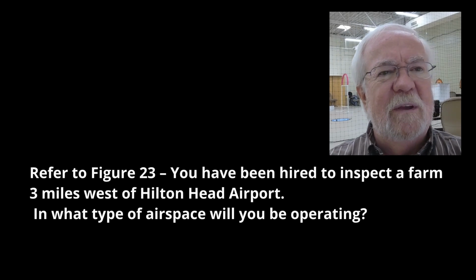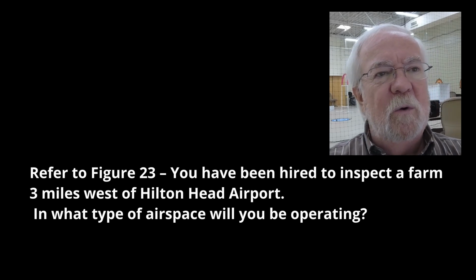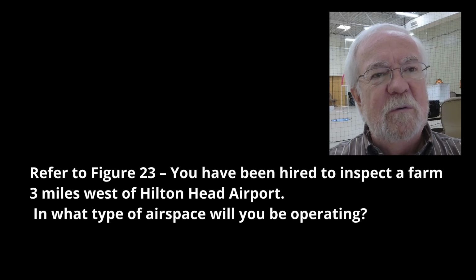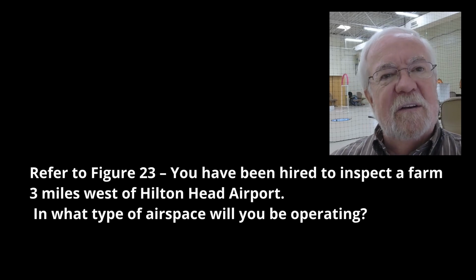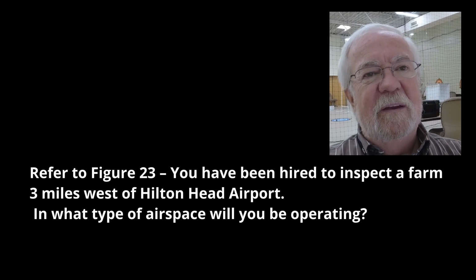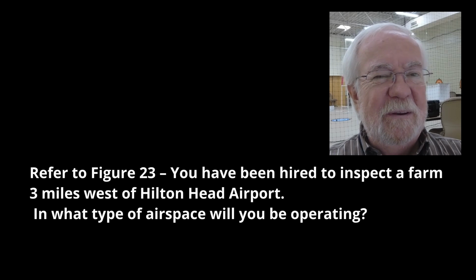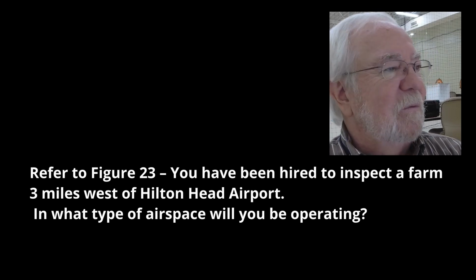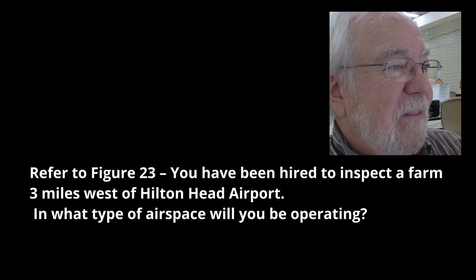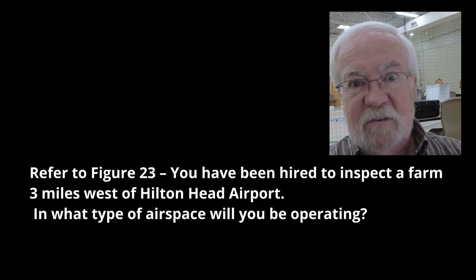And the second question we have is, you've been hired to inspect a farm 3 miles west of Hilton Head Airport. In what type of airspace will you be operating? So find figure 23, then find Hilton Head Airport, and find the farm that's 3 miles west of Hilton Head Airport, just a little bit to the west of it. And they're asking what kind of airspace that is. Just pause the video and find that out, and then I'll come back and give you the test answer.